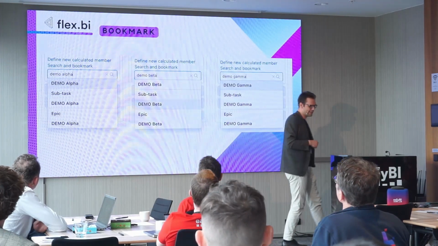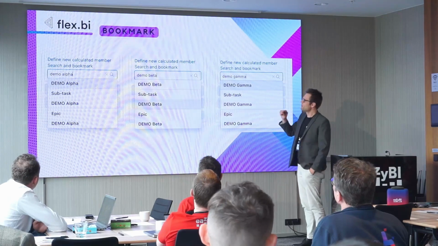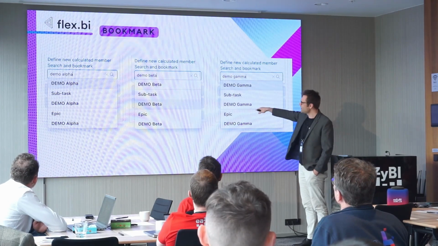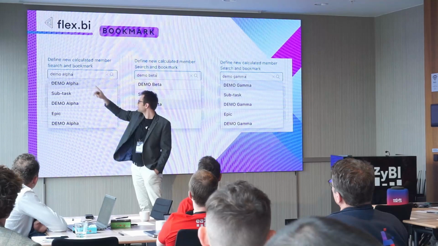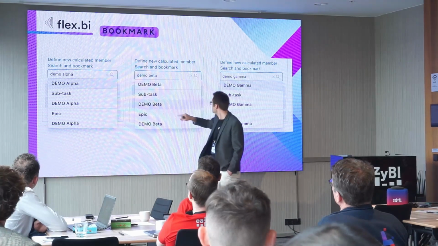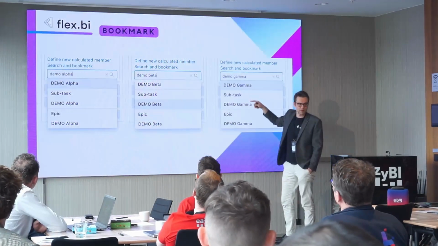So let's look at the next example. This is a common theme I've seen people do. Let's say I want to aggregate some projects. My boss said, I want to know information about demo alpha, demo beta, and demo gamma projects, right? And so I use the search and bookmark functionality. I grab demo alpha, bookmark this, demo beta, bookmark this, and demo gamma, bookmark this, right?